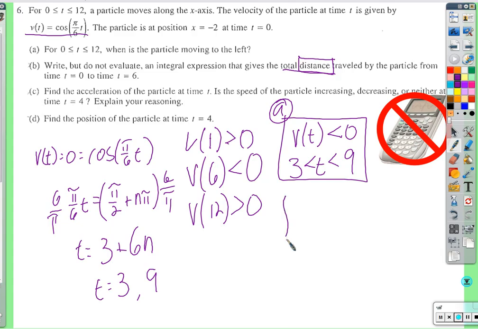Okay? So we're going to have to take the definite integral from 0 to 3 of cosine of pi over 6 t dt, and then subtract, because this is about to be a negative, the same thing from 3 to 6.